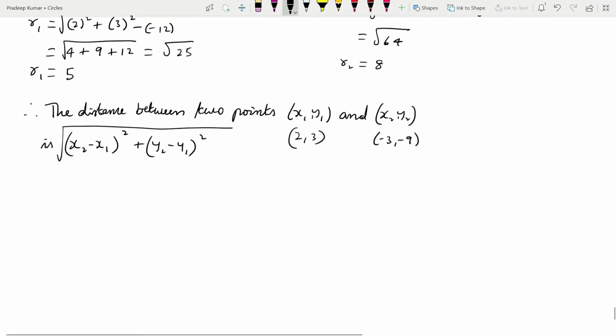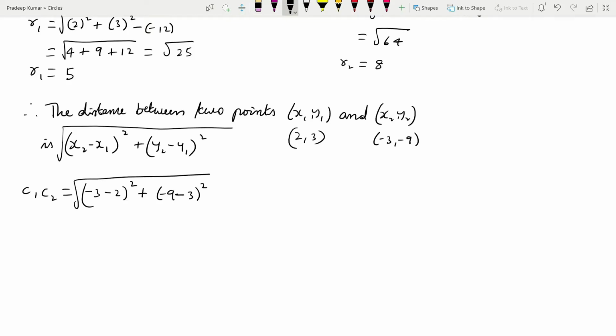So let's substitute in the distance between 2 points formula here. As these are two centers, center 1 and center 2, we'll find out the distance. So x2 is minus 3 and x1 is 2, whole square, plus y2 is minus 9 and y1 is 3, whole square. Of course there is an under root. So this is minus 3 minus 2, which is minus 5 whole square, plus minus 9 minus 3, which gives minus 12 whole square, under root.